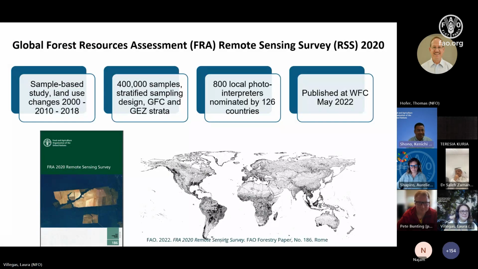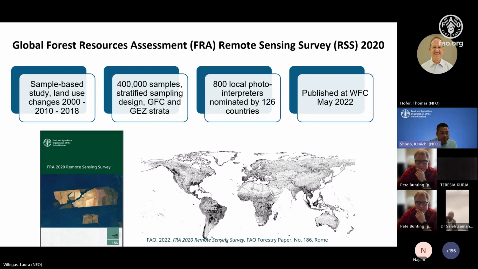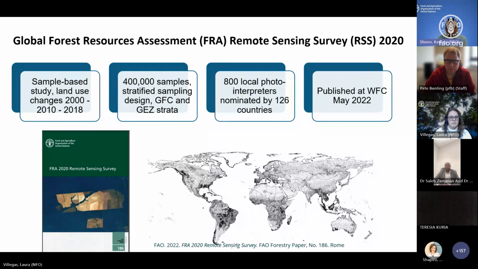Okay, so this initiative was conducted as part of the Global Forest Resource Assessment Remote Sensing Survey 2020. This survey targeted all forest areas worldwide, but during the process, we noticed that the mangroves were not very well captured because mangroves grow in the intertidal zone between the terrestrial forest and the marine ecosystem. Given this gap and the importance of mangroves, as mentioned by Thomas, we decided to do a complementary assessment focused on mangroves.